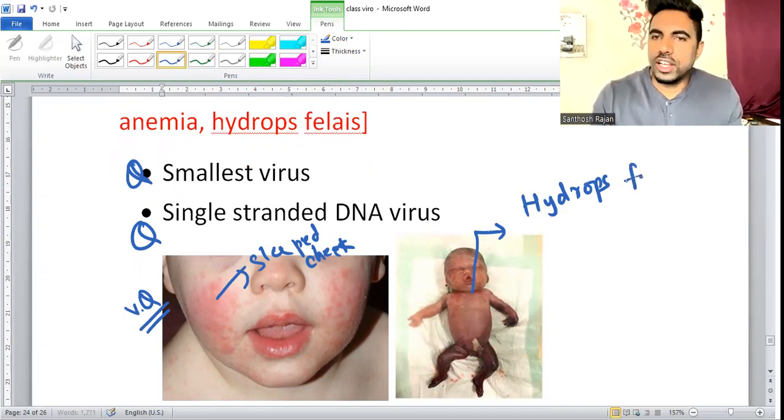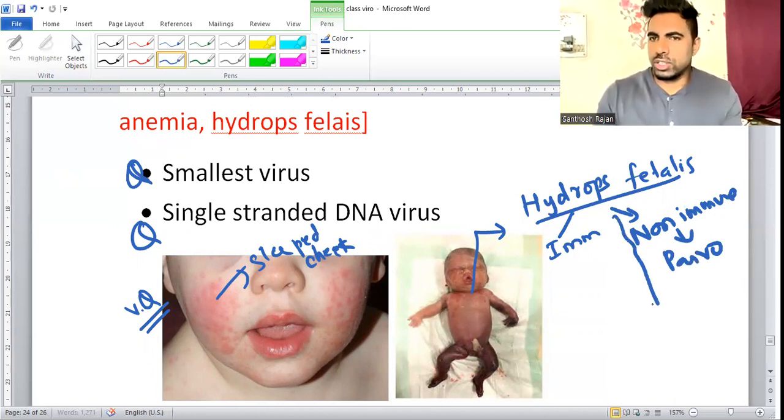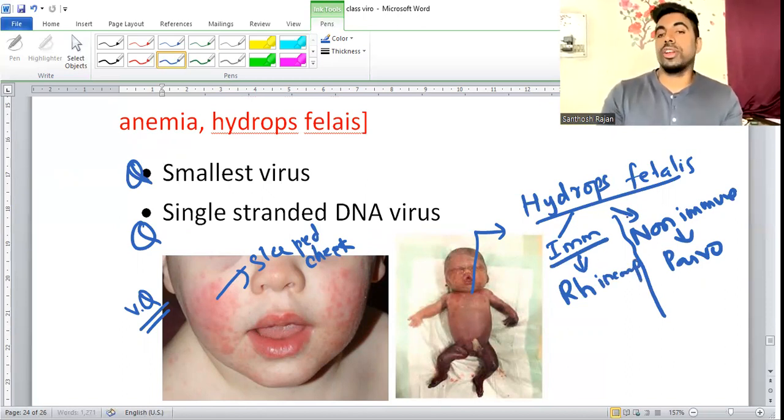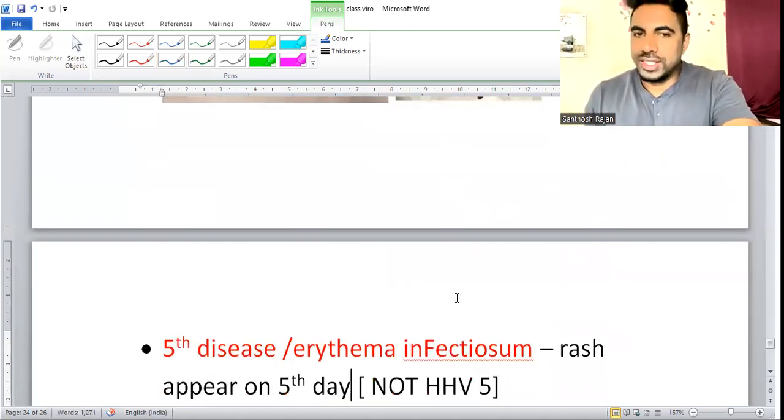Hydrops fetalis, there are two types. It can be immune or it can be non-immune. So when you talk about non-immune, your parvo will come here. Non-immune hydrops, because there's no immunity, it's directly the virus causing it. When you talk about immune, of course, you know that is Rh incompatibility. That is immune hydrops fetalis. When the word non-immune hydrops fetalis comes, it's parvovirus. You see everything is swollen. The baby has everything swollen. Okay, right.